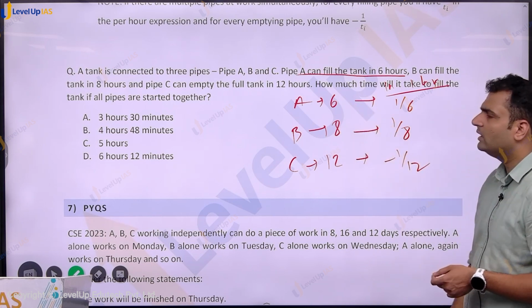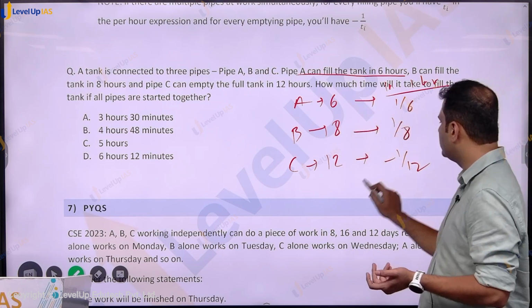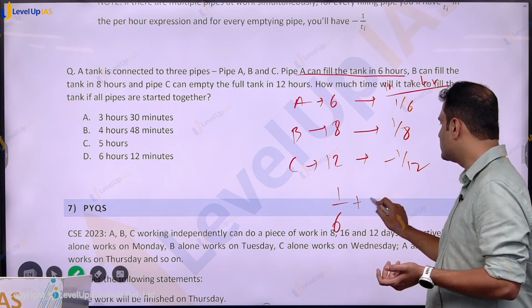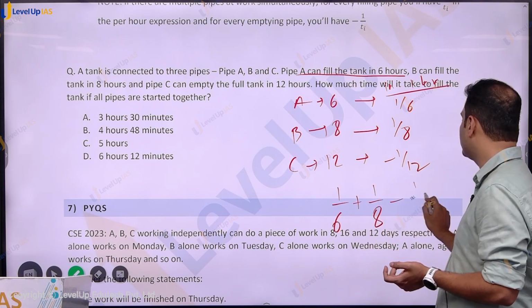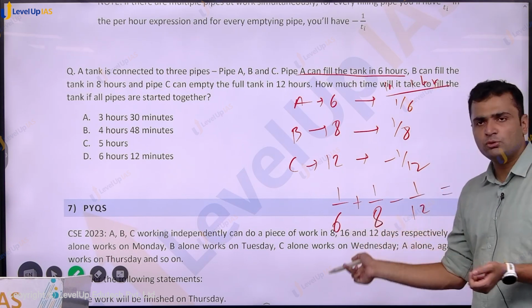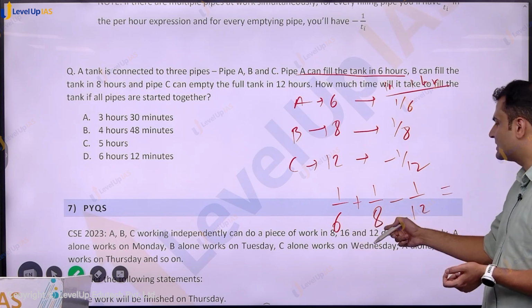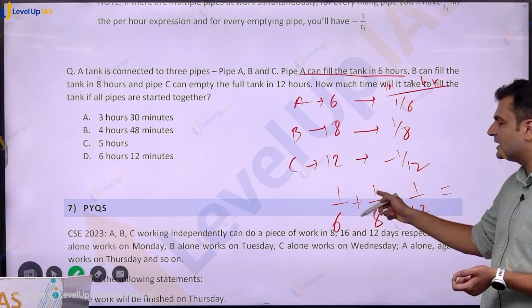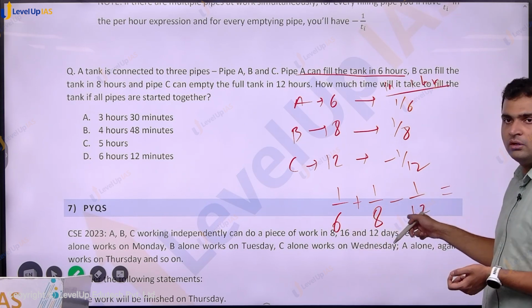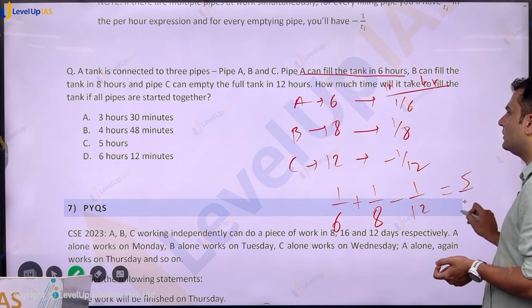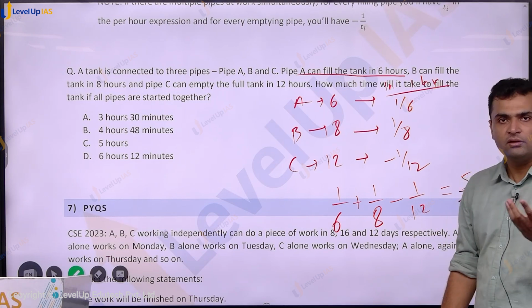So how much tank if all the pipes are open together? In 1 hour, what is the net effect? Net effect is these two will add, and this will try to empty. Again, LCM is 24. So 4 plus 3, 7, 7 minus 2, 5 by 24 tank is getting filled, net filled per hour.